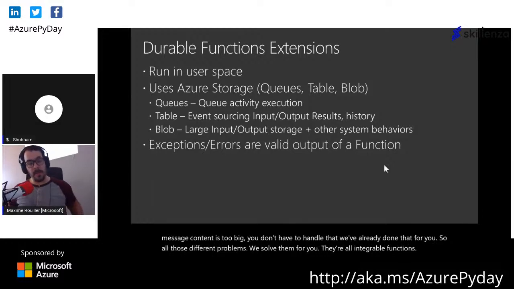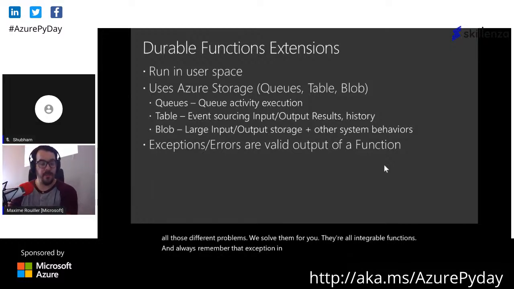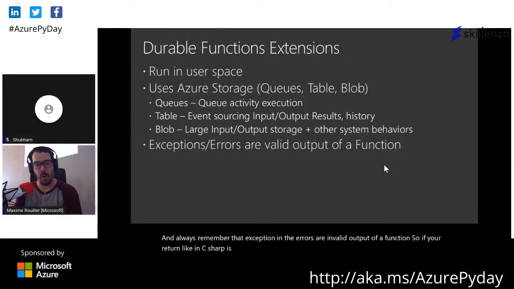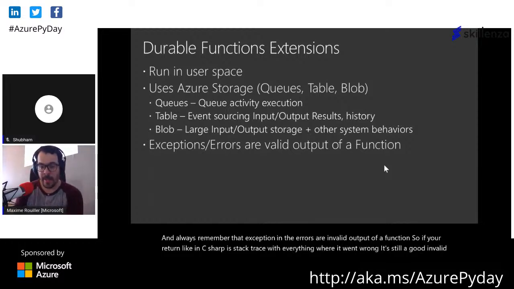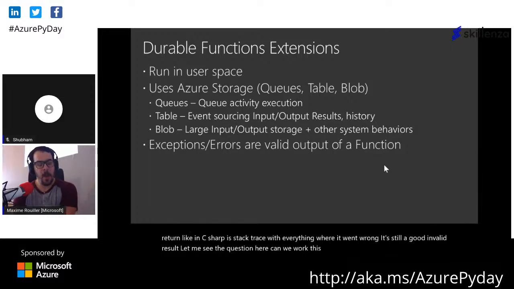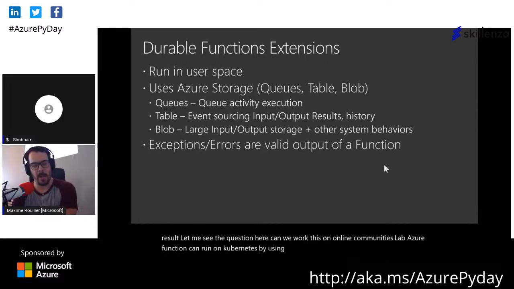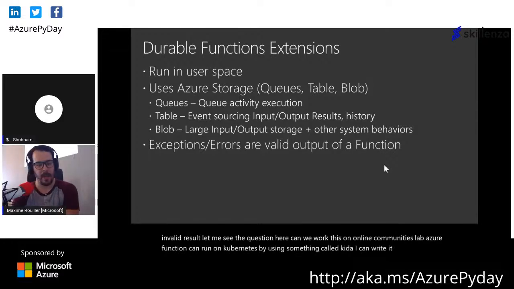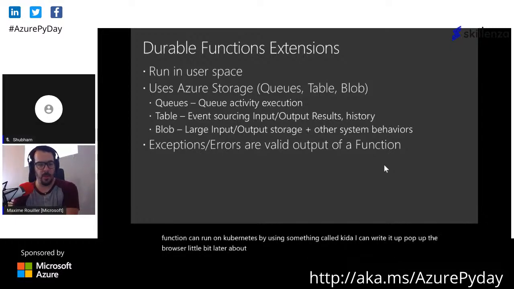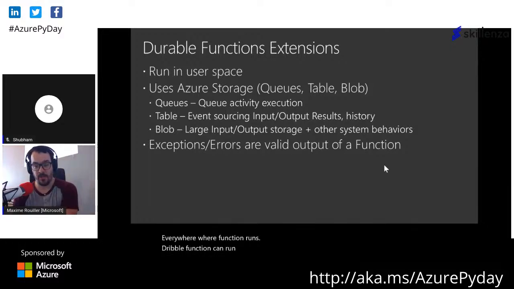And always remember that exceptions and errors are a valid output of a function. So if you return, like in C#, a stack trace with everything about where it went wrong, it's still a good and valid result. Let me see the question here. Can we run this on an online Kubernetes lab? Azure Functions can run on Kubernetes by using something called KEDA. I can write it up, and I can pop up the browser a little bit later about this. And since Durable Functions just run in user space, everywhere a function runs, Durable Functions can run. And in this case, Kubernetes, it works.